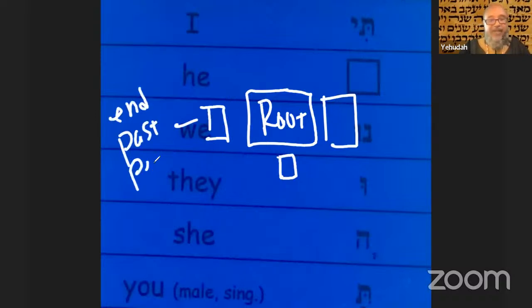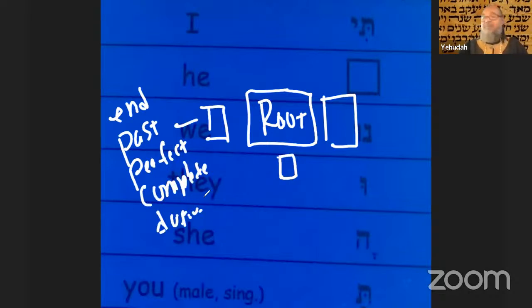It means it's perfect. It means that it's complete. It means that it's done. Okay. It's done. Dunsky. Come on, operate pen. It's done.